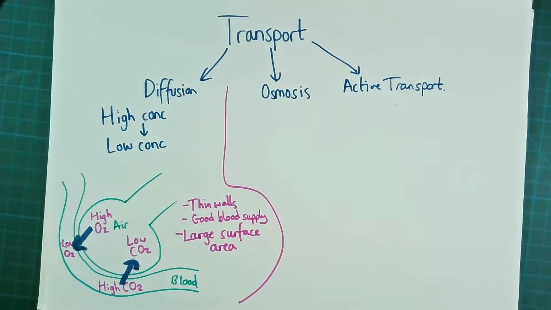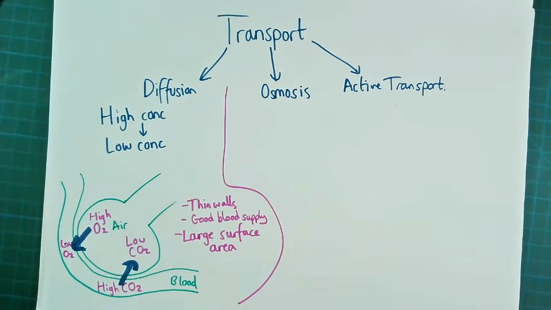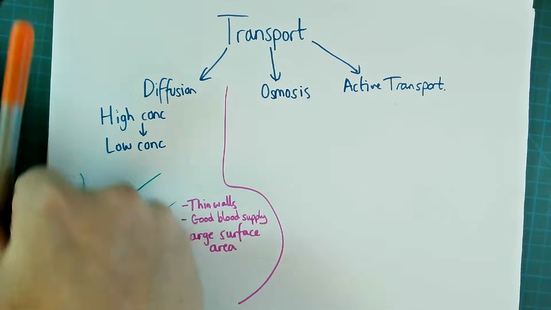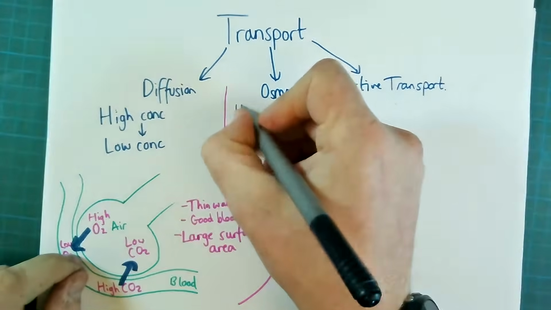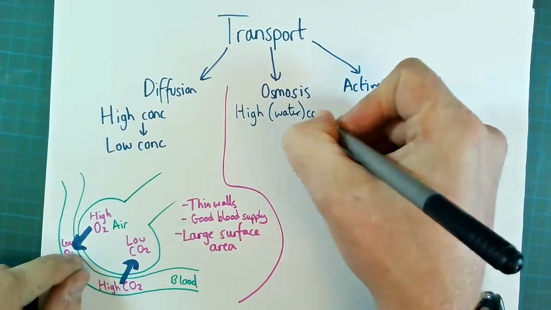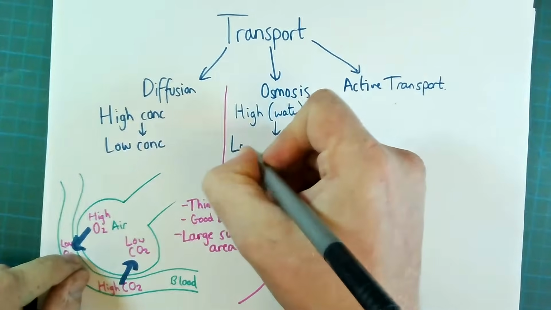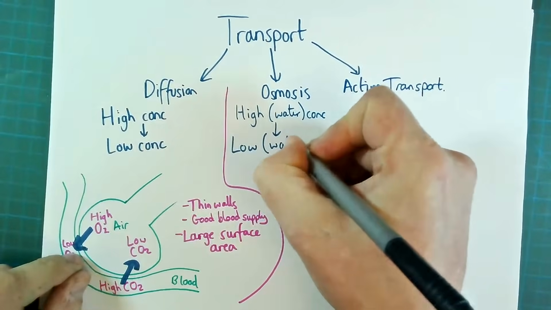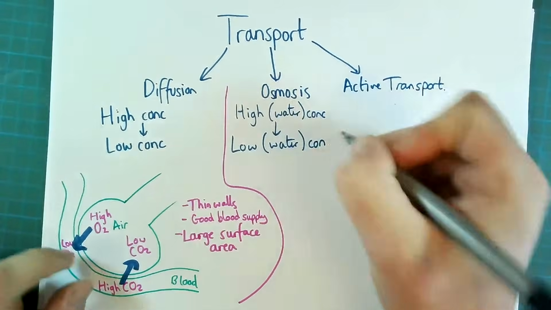Then we've got osmosis. Now, osmosis is basically the same thing as diffusion, but it's just for water. And it's a little bit confusing sometimes. So this is high water concentration to low water concentration.